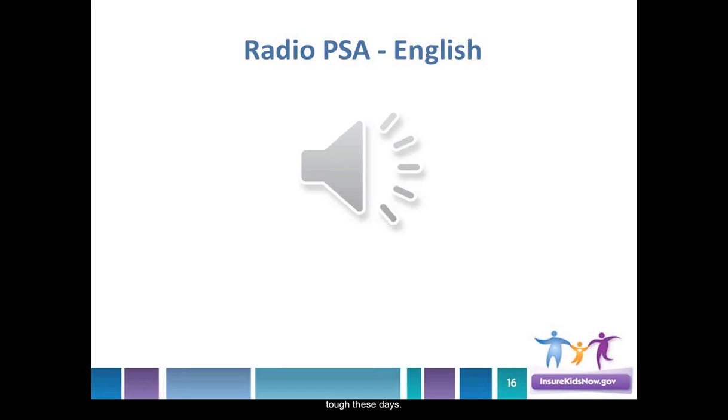Raising kids can be tough these days. As a parent, you've got your hands full making sure your kids have what they need to stay healthy and get the care they need when they're sick. Well, now there's help. Medicaid and the Children's Health Insurance Program offer free or low-cost health insurance for kids and teens, all the way up to age 19. They can get regular checkups, immunizations, doctor and dentist visits, hospital care, mental health services, prescriptions, and more. Children in a family of 4 earning up to $47,100 a year or more may qualify. It's a helping hand for parents with their hands full. For more information about free or low-cost children's health insurance in your state, go to insurekidsnow.gov or call 1-877-KIDS-NOW. That's 1-877-543-7669. A message from the U.S. Department of Health and Human Services.